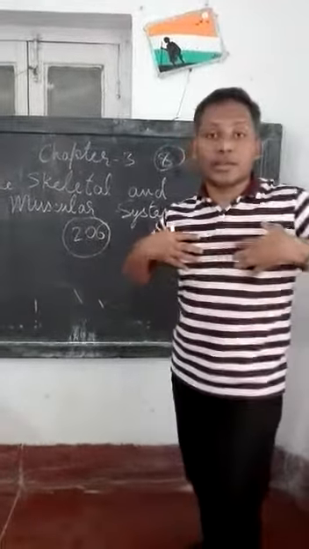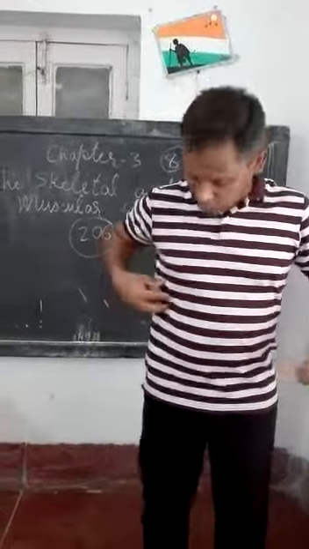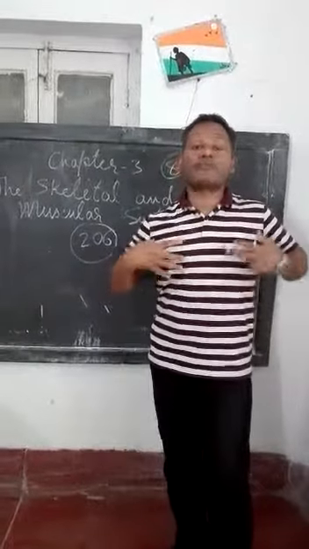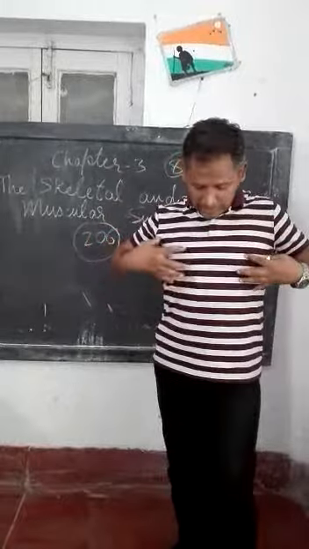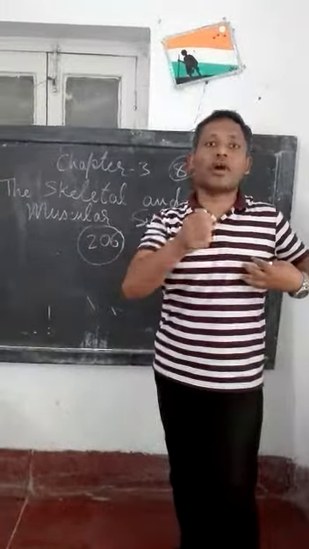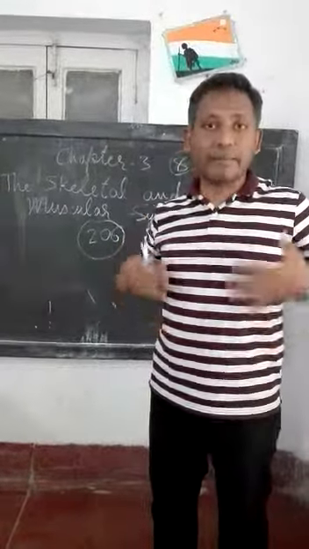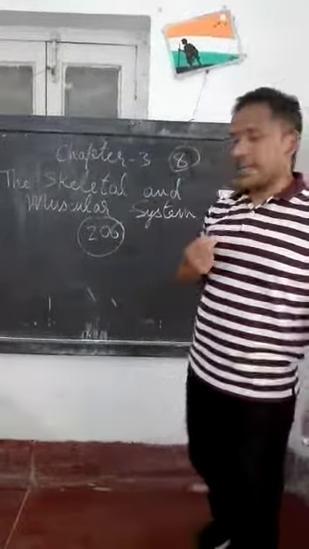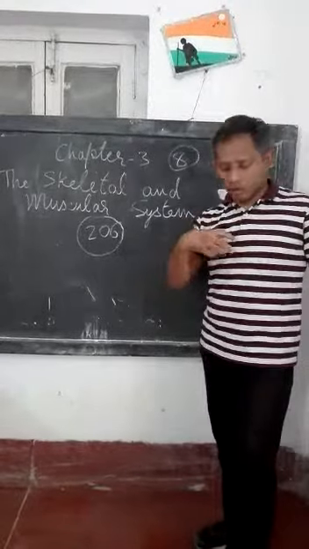This is protected by the ribs. If you touch this part of the body, you can feel the ribs. The ribs protect your heart and your lungs. When you take in air, it goes into your lungs. Lungs are there on both sides of your chest, and in the center you have your heart. All this is protected by the rib cage. So the second function of the skeletal system is that it protects the vital inner organs of the body.